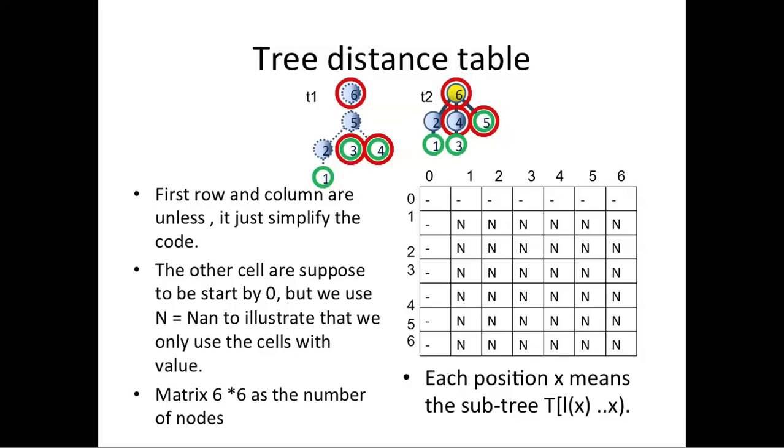And now let's imagine how to fill the table. So the first column is useless because we start numerating by 1. Then let's suppose that we initialize the values of the matrix with NaN, not a number, just to make it easy to know which are real values and which are not. And in this case, the matrix is 6 by 6 because that is the number of nodes of both trees.